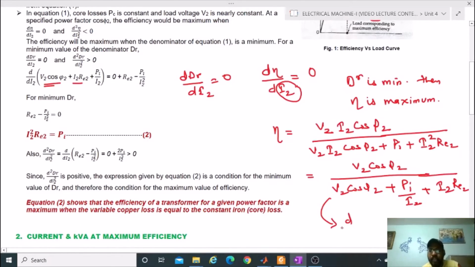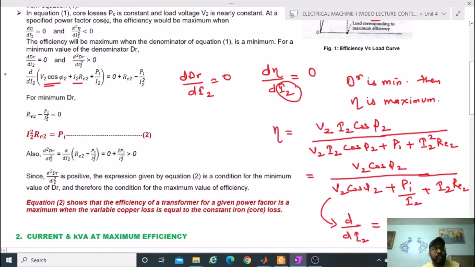Now differentiate this with respect to I2 and put it equal to 0. The condition which we will obtain will be the condition for minimum value of the denominator. And when this denominator is minimum, it means the efficiency is maximum.